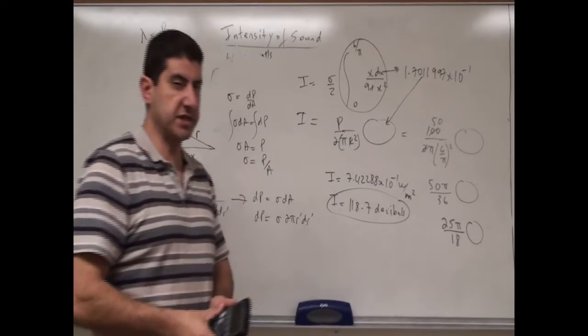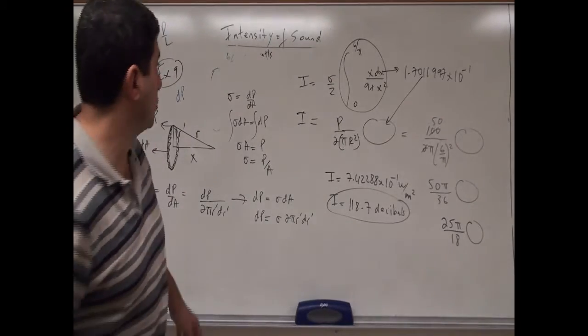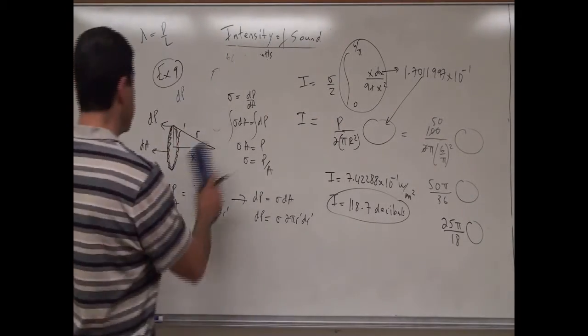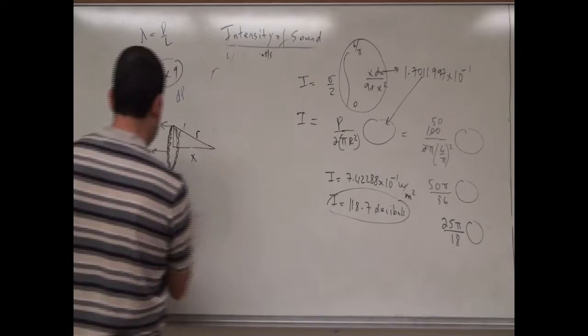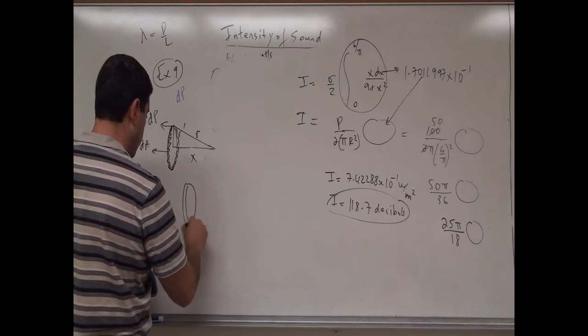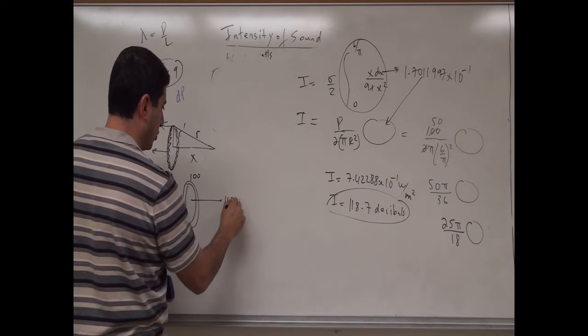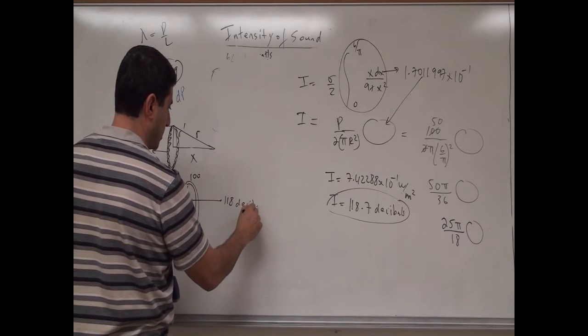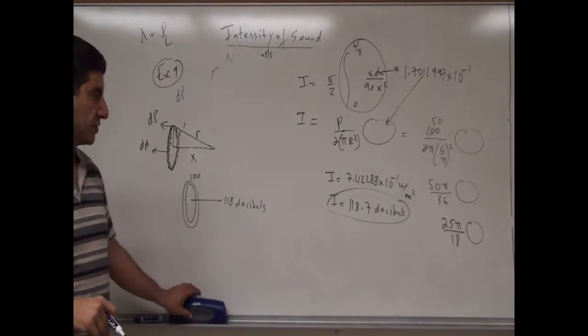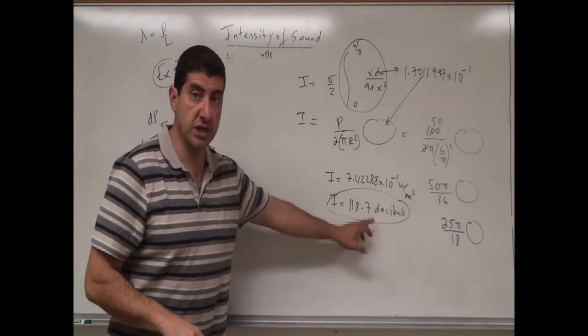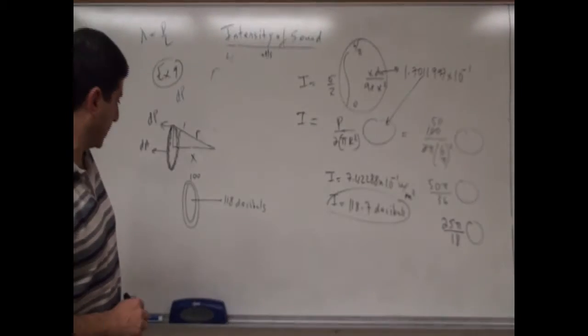Okay, does the answer make sense? The other one, when it was a ring, what was the answer for the ring? When it was just a ring and it was 100 watts, this was almost 118, right? It was 117.99. So now this is louder, 118.7 decibels. So does that make sense?